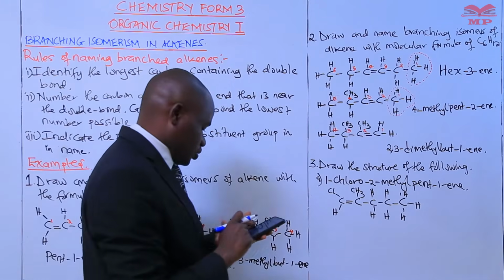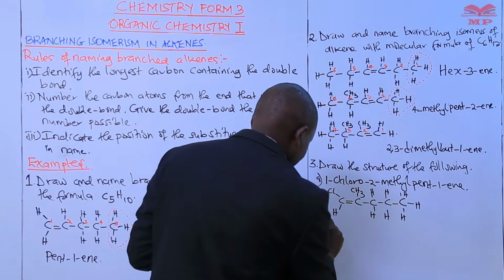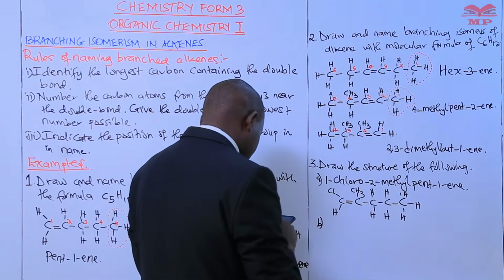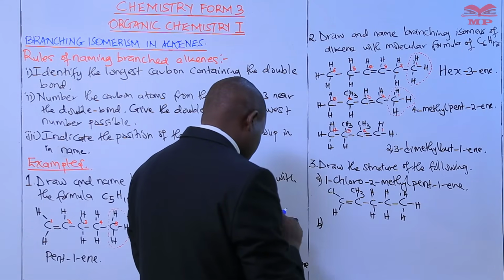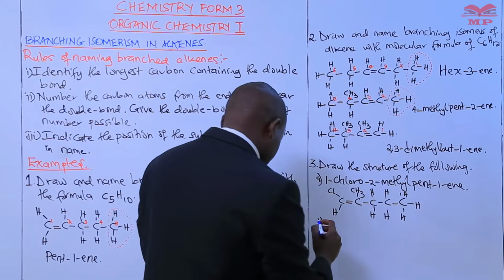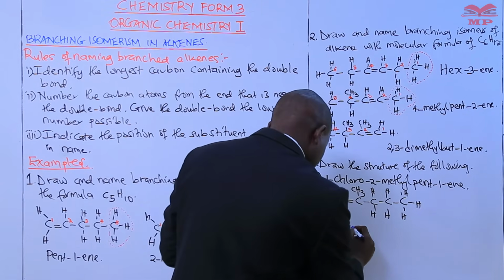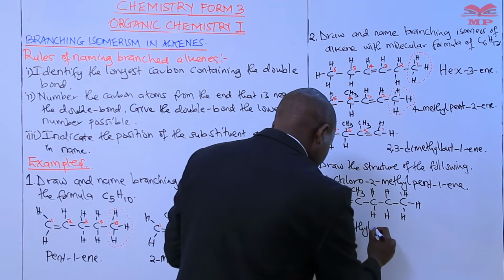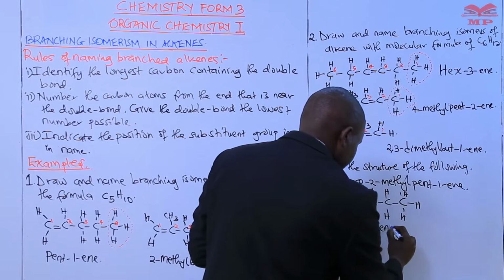Suppose you're also told to draw the structure of this one. How do you draw the structure? The second one is as follows. We have been given the name, and the name of that compound is 2-methylpent-2-ene.